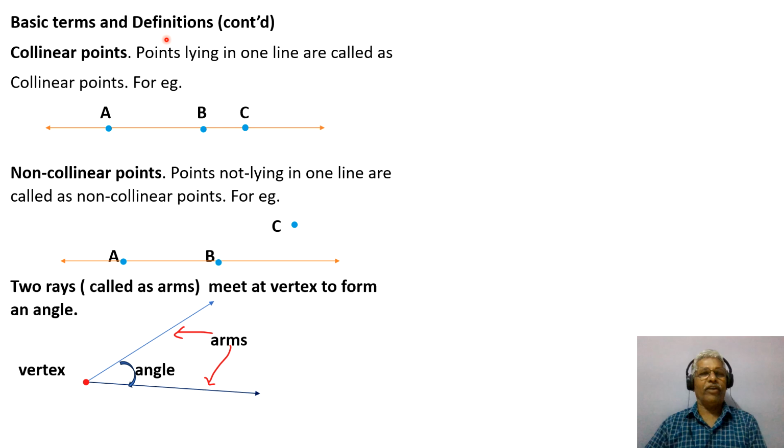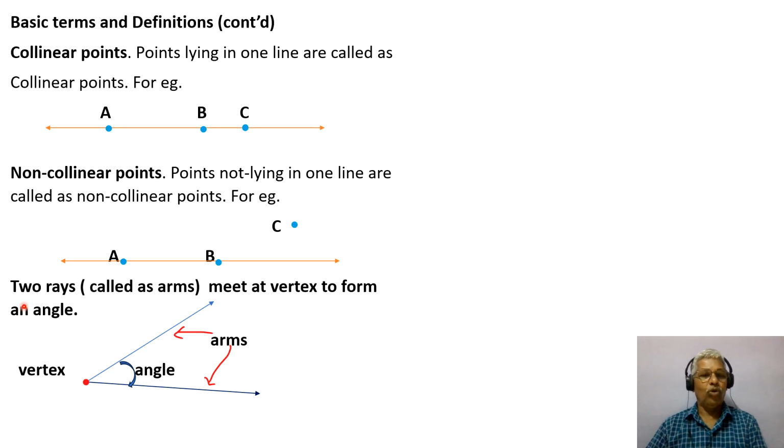Basic terms and definitions continued. Collinear points. Points lying in one line are called collinear points. For example, A, B, C. All these points lie on the same line. So these are collinear points. Non-collinear points. Points not lying in one line are called non-collinear points. For example, A, B, C. So all these points are not on the same line. AB is on one line and C is out of the line. So these are called non-collinear points.